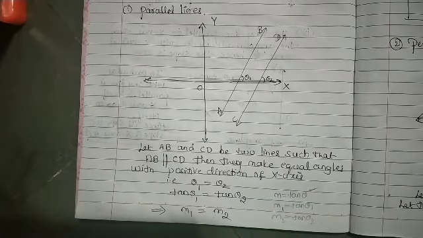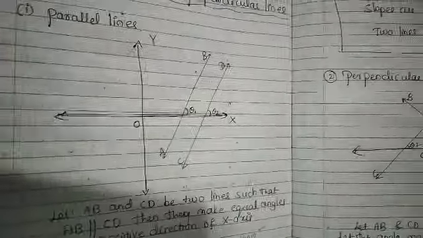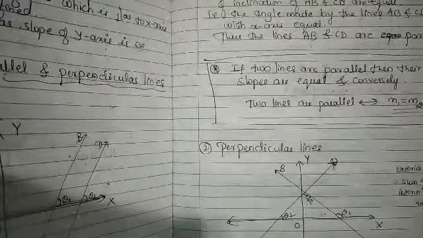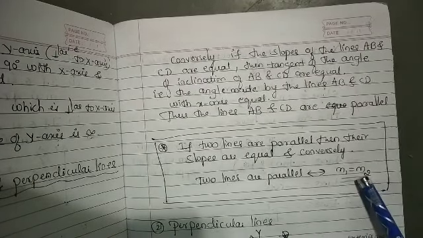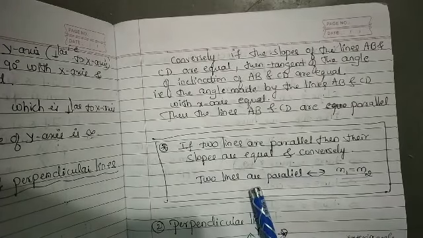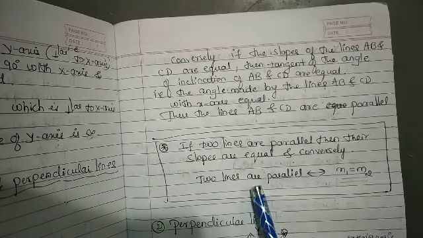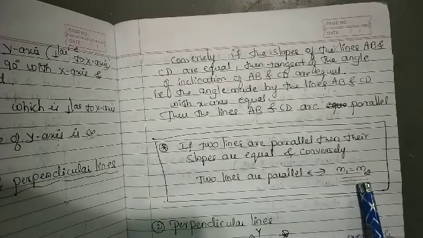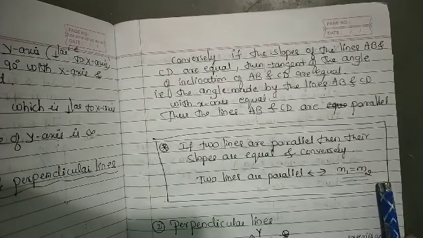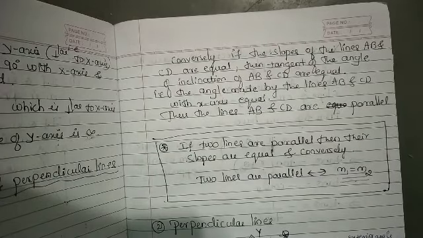Therefore, what is the condition for parallel lines in terms of slopes? We say that two lines are parallel only when m1 is equal to m2. So, if slopes are equal, then we can say that the given lines are parallel. The lines are parallel only when m1 is equal to m2, and m1 is equal to m2 implies that the lines are parallel. Okay.